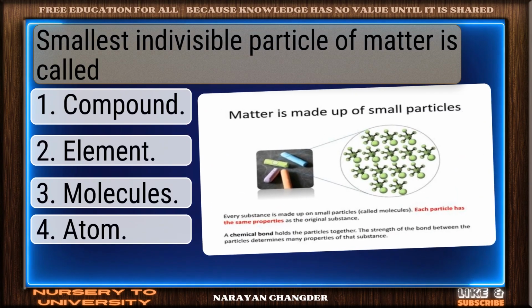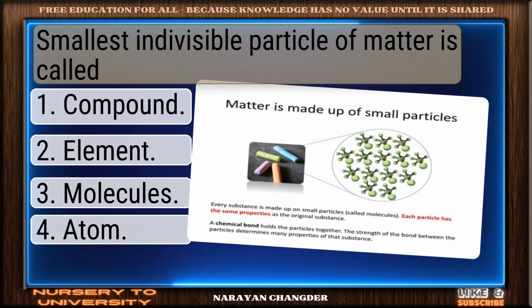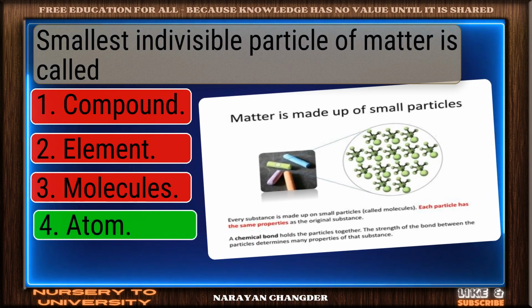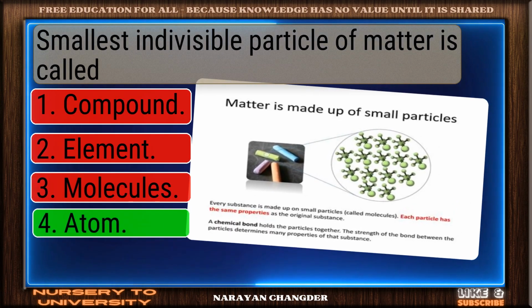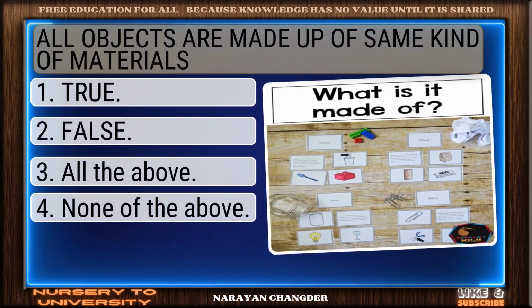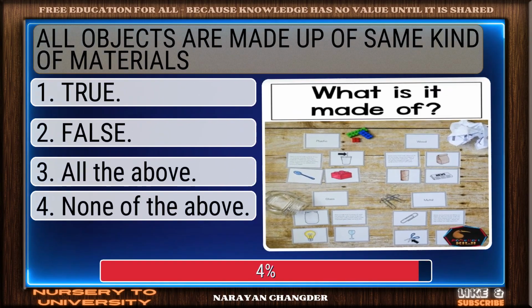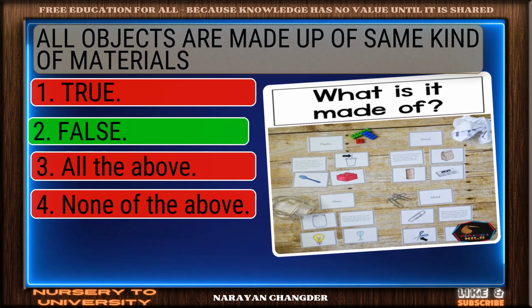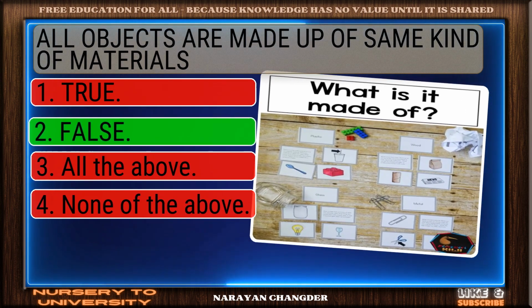Smallest indivisible particle of matter is called? You got it. Your choice, atom, is right. All objects are made up of same kind of materials. On track. False is the correct answer.